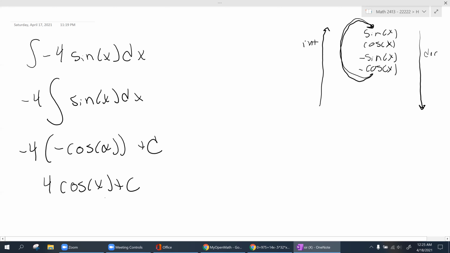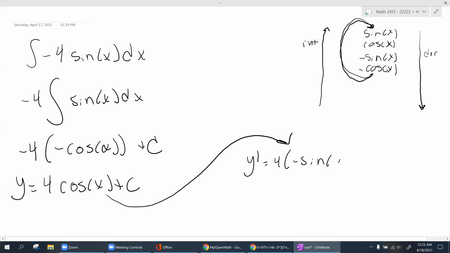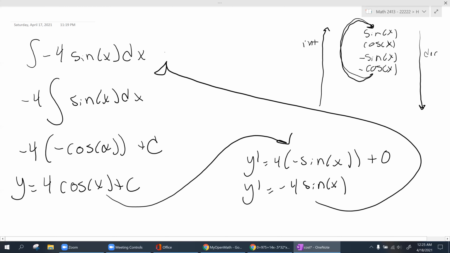And again, you can test this out. Take the derivative of this. If I say this is my function y, then y prime would be 4 times negative sine of x. The derivative of a constant is 0, meaning y prime would just be -4 sine of x. Hey, awesome. This is exactly what was given.